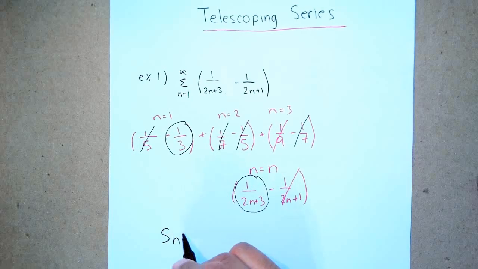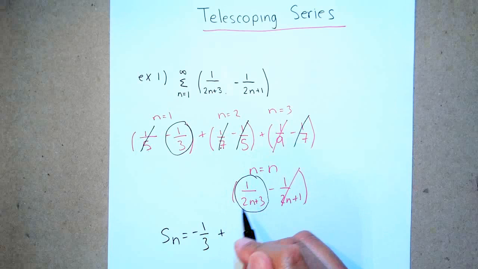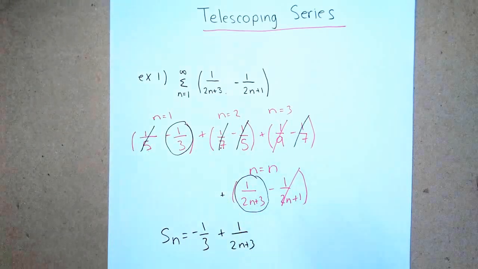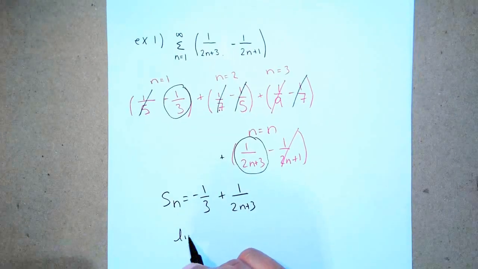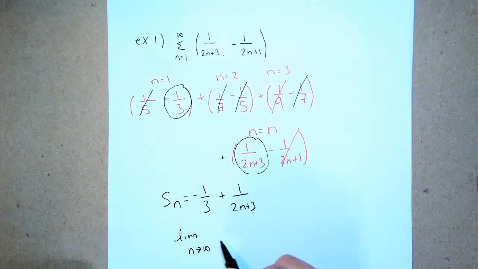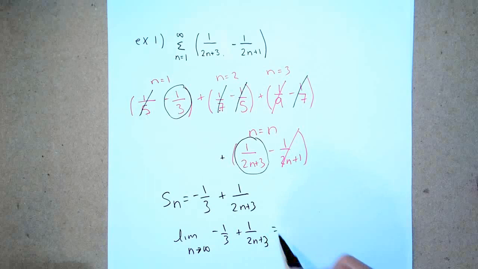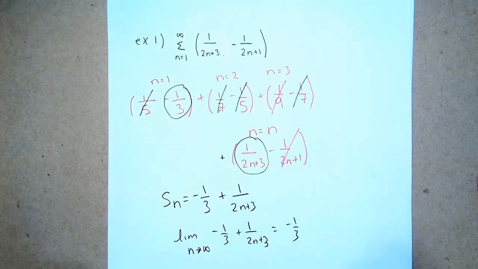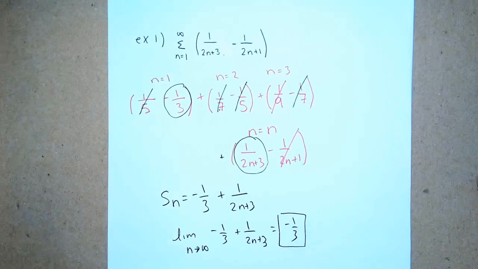my partial sum is going to be S of n is equal to what's remaining, which is negative 1/3, plus this term, 1 over 2n plus 3. Now with partial sums, all you have to do, your next step, is literally just find the limit as n approaches infinity of negative 1/3 plus 1 over 2n plus 3. And just using basic limit properties, this is just going to be negative 1/3. This is going to end up giving you 0. So then your final answer, your sum of this telescoping series, is going to be negative 1/3.